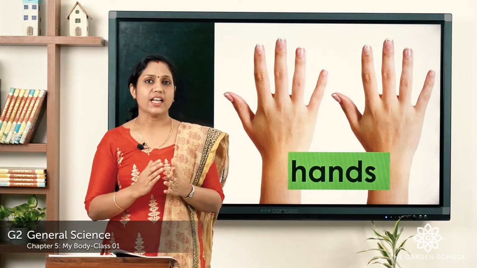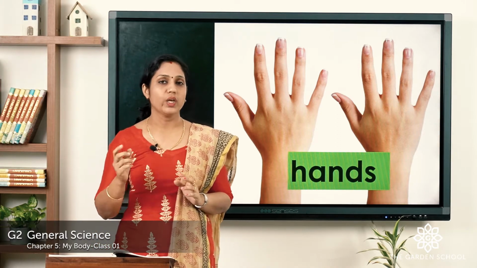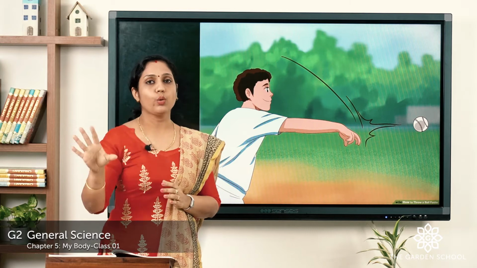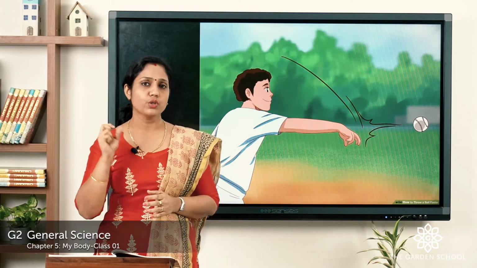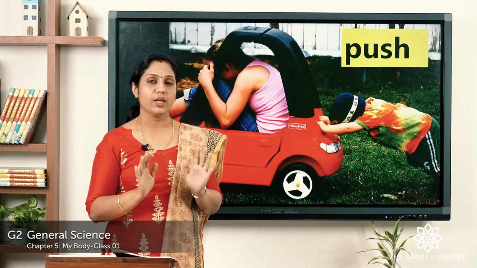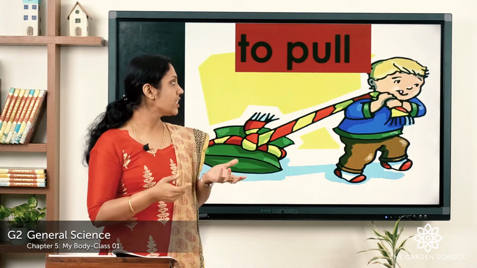Now let's see our hands. What all uses are there for our hands? We write with our hands, we draw, we color, we pick up something with our hands, right? Now in this picture you can see a ball being thrown by the boy. So which part do you use to throw a ball? You use your hand to throw. Here also you can see a ball being thrown, and you can also catch a ball with your hand. You can push things with your hand. How do you move a table or a chair? You use your hands to push things, and also you use your hands to pull things.